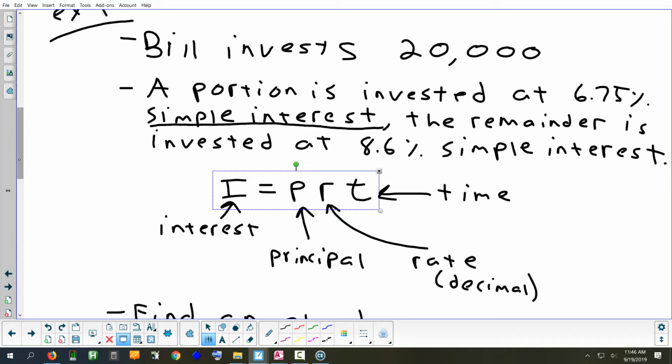It's the principal. R is the rate of the investment, but the rate has to be as a decimal. So if you had 5%, how do you write 5% as a decimal? 0.05, yep. Or 0.08 if you had 8%. So you have to change the rate to a decimal, and T is the time. Time is usually just measured in years.